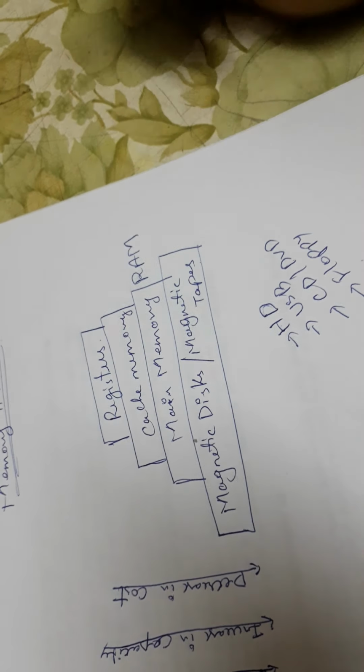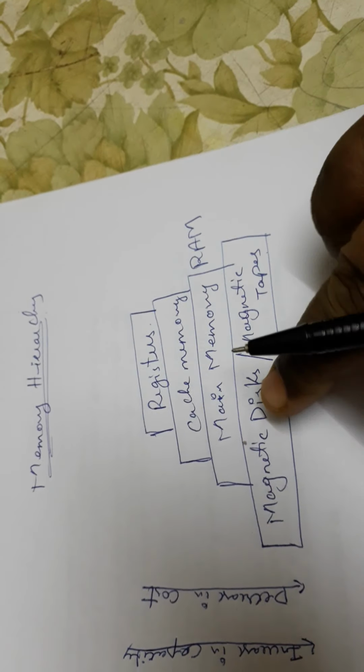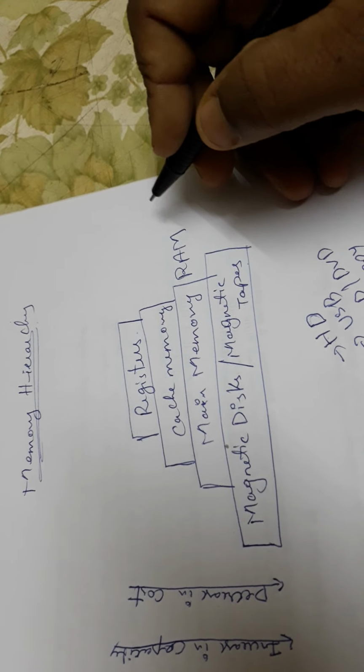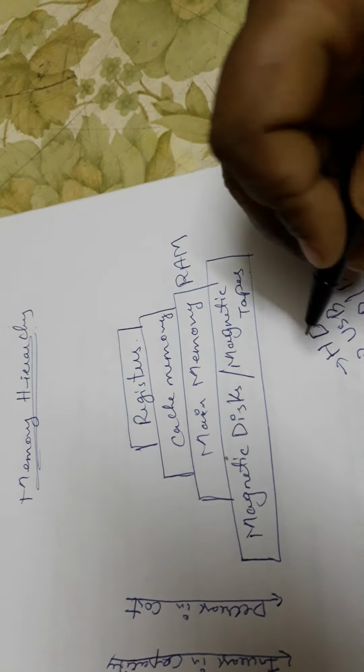When I talk about main memory, I am saying it is nothing but your RAM, which is random access memory. This main memory is the memory which is in direct contact with the processor. When you talk about the capacity of the main memory, it is a little smaller than the magnetic disks and tapes.